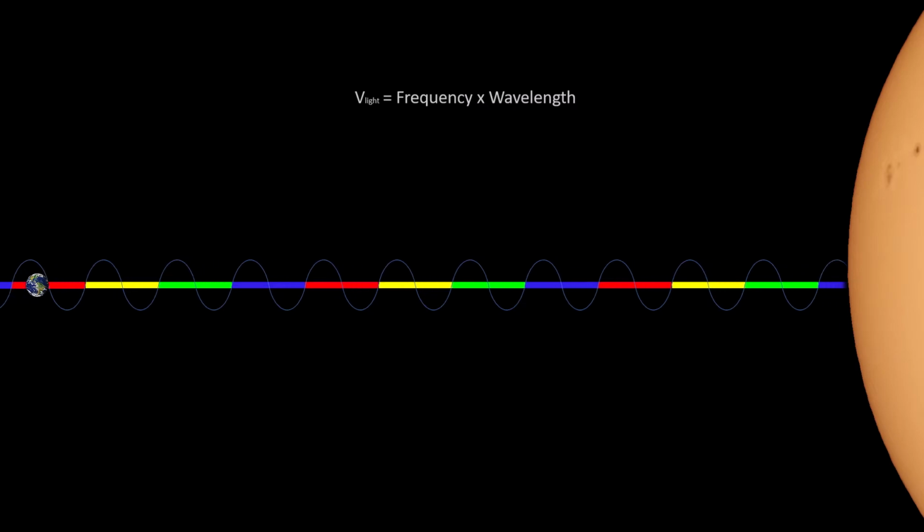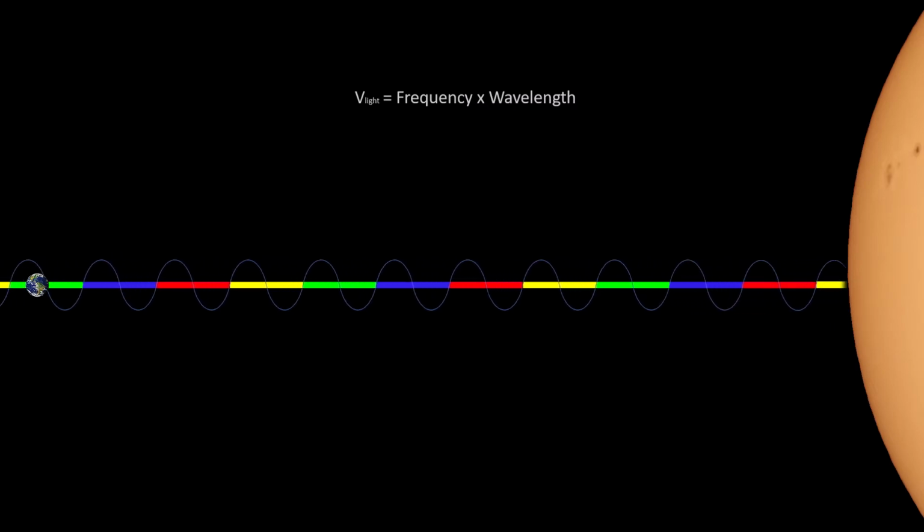Why is this logical reasoning not accepted in the scientific community? What do they use to justify the speed of light is constant? They use the equation for the velocity of light, which is velocity equals frequency times wavelength.